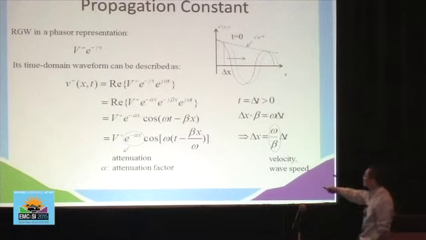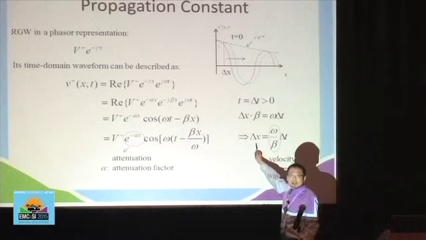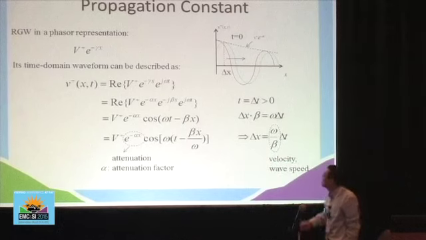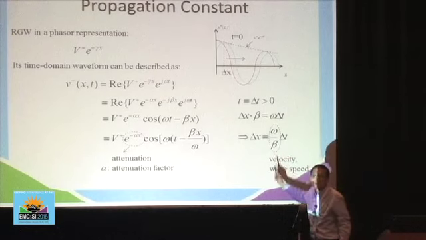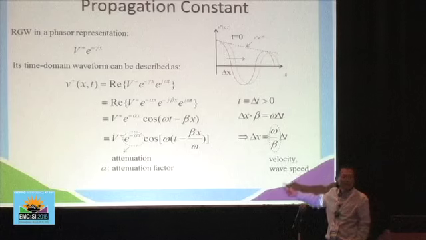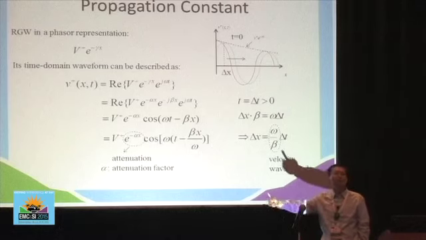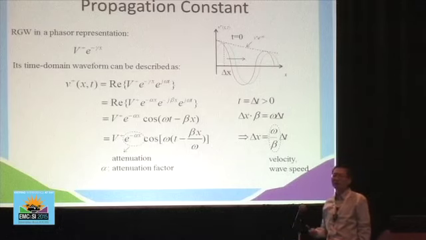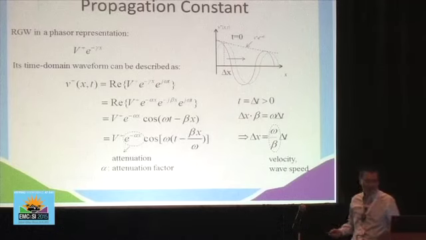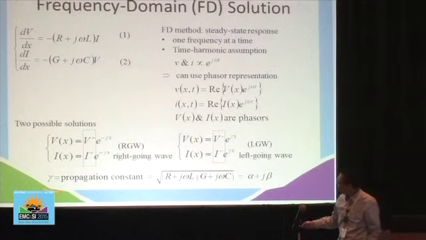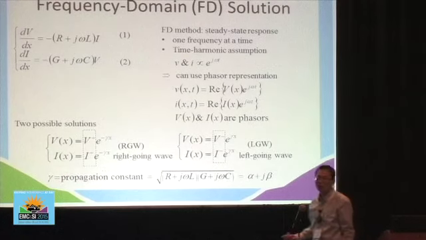Of course, this is the distance the wave travels. This is the time between the two waveforms. Then this must be speed, right? So omega divided by beta is the wave speed. We call it the velocity. So beta is related to wave speed, velocity. So that's why we call this gamma a propagation constant.